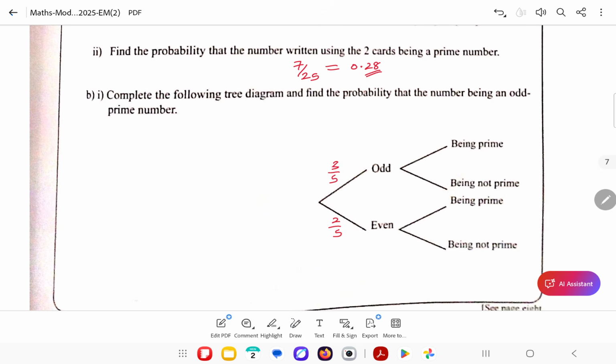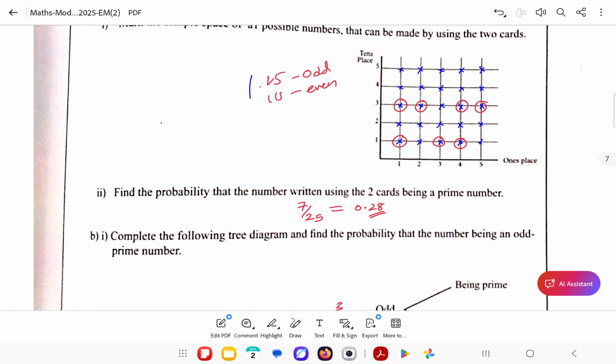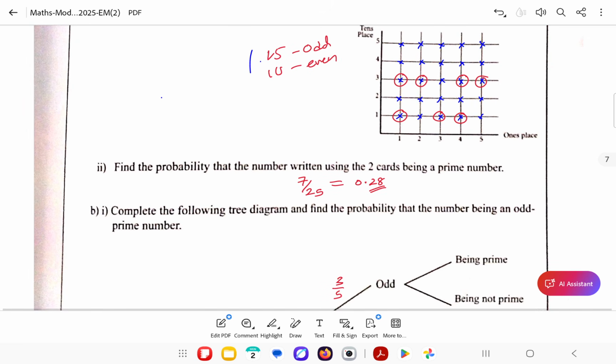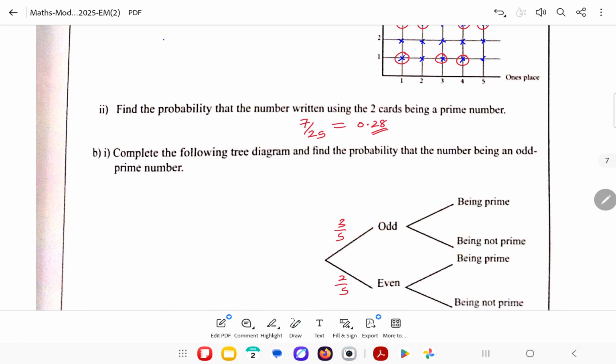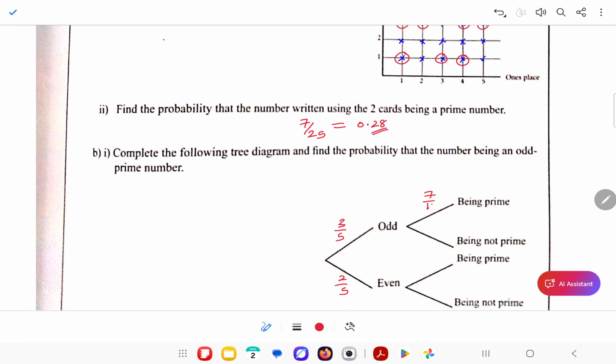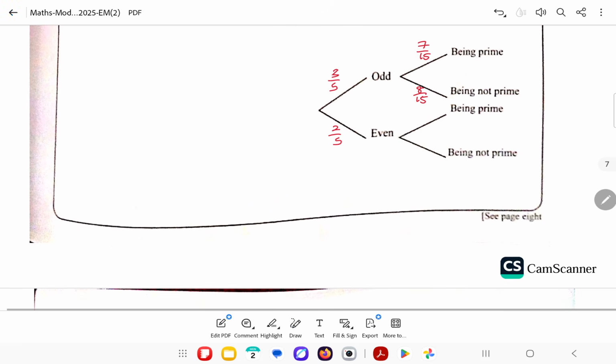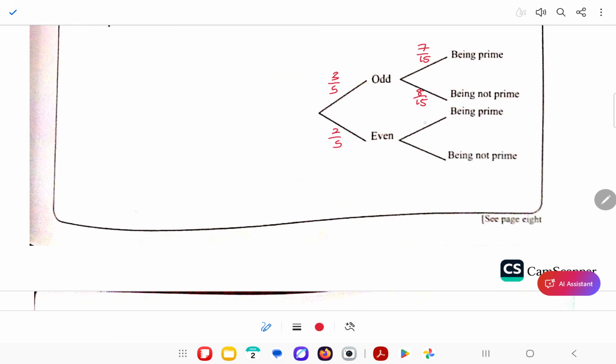Odd and be in prime. If it is odd, you have 15 odd and 7 of them are prime. So 7 over 15, 8 over 15 is not prime. Even be in prime. No even prime numbers in this set. So 0, being not prime is probability 1.